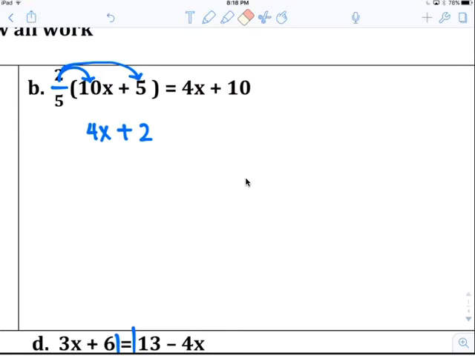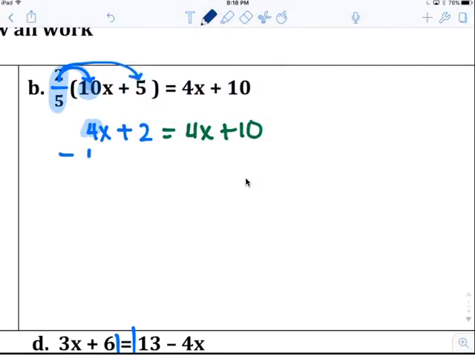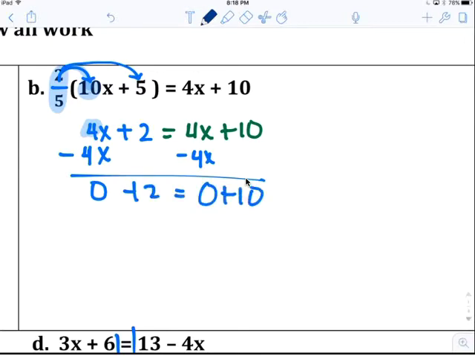Distribute first. You use a calculator, so we've been practicing 2 over 5 times the 10. You should get 4, and then bring down the x. And do the same, get 5, and you get 4x plus 10 here. You subtract the 4x. You get 0 plus 2 equals 0 plus 10. And you get 2 does not equal 10. This is no solution.